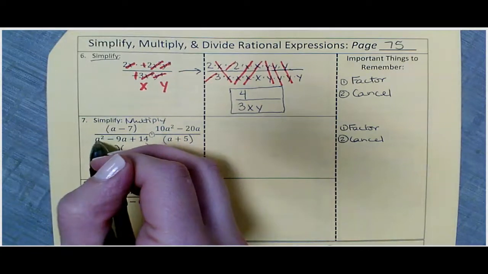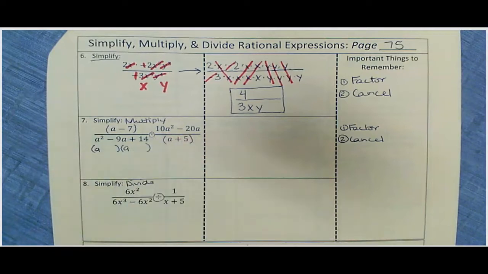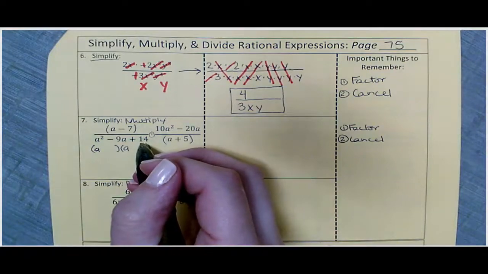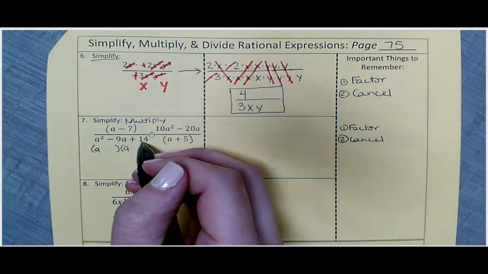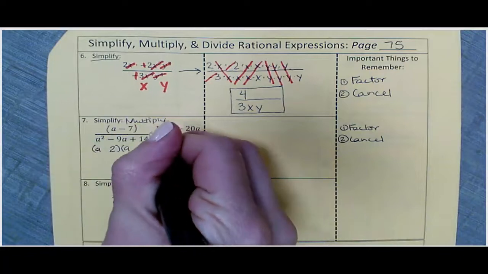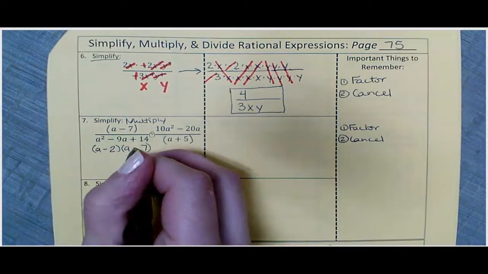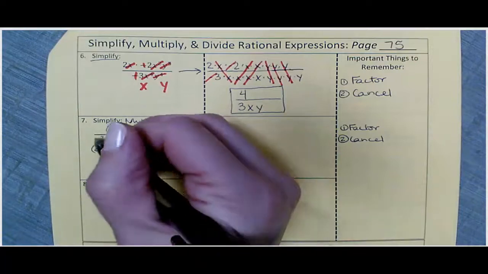The first term is a squared, so that means that the first term in each of these can be a. And you can write out your magic numbers if you want to pause the video and do that, but I'm going to do them in my head. So I need to know what multiplies to be 14 and adds to be negative 9. Well, 2 and 7 multiply to give me 14. But in order for them to have a negative sum, they both need to be negative. So that's my factored form for the denominator.